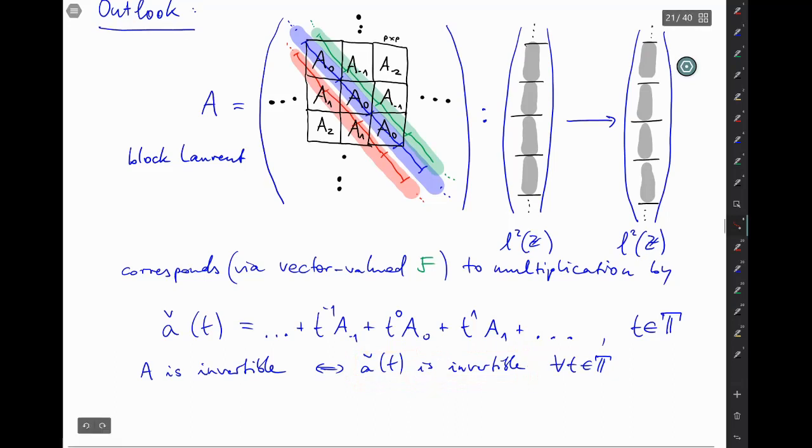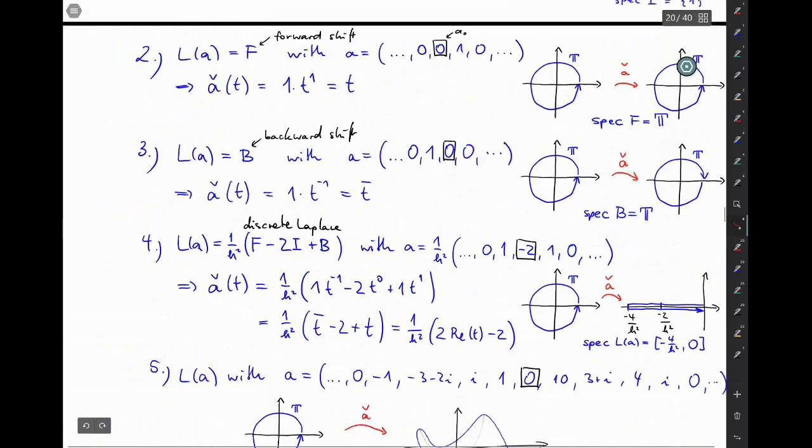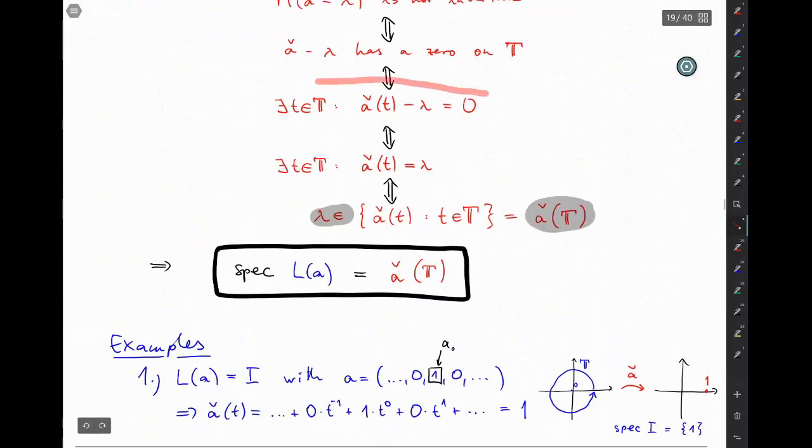Okay, and what's the spectrum? Well, the spectrum of A is now the set of all complex numbers lambda for which, similarly to before, there exists a point t on the unit circle such that the corresponding, now this is a matrix here, if you subtract lambda times the little p by p unit matrix, is not invertible. This used to say equals 0 here when we derived the formula for the spectrum. That was here.